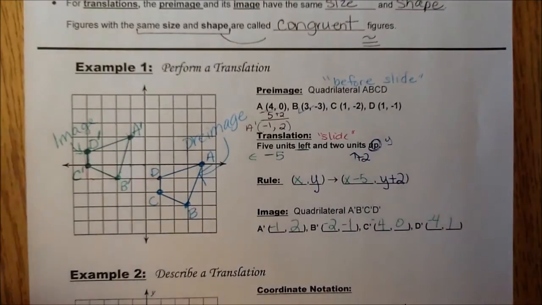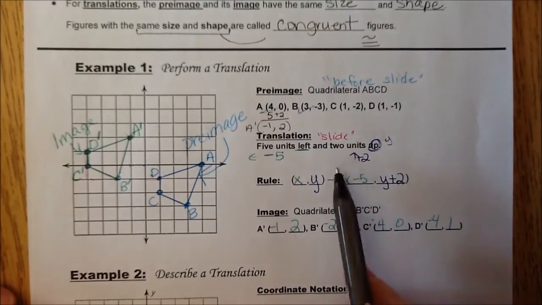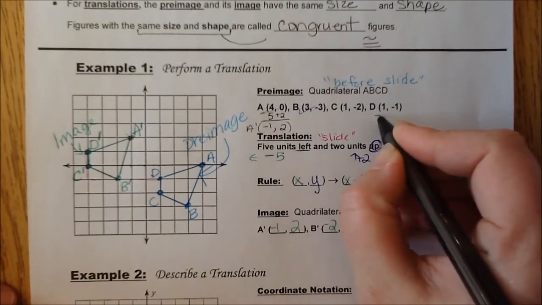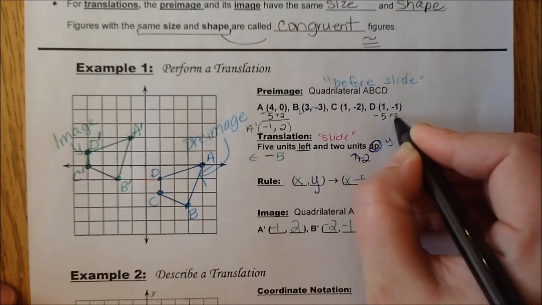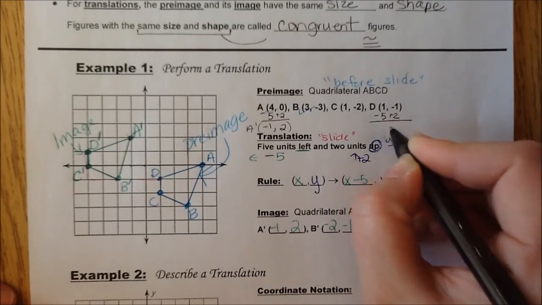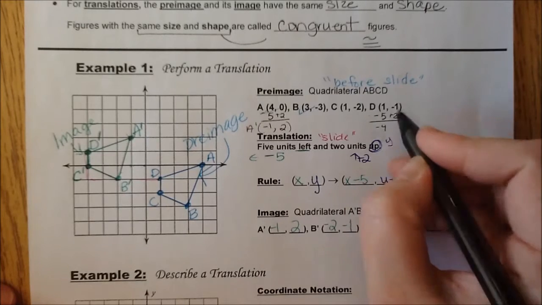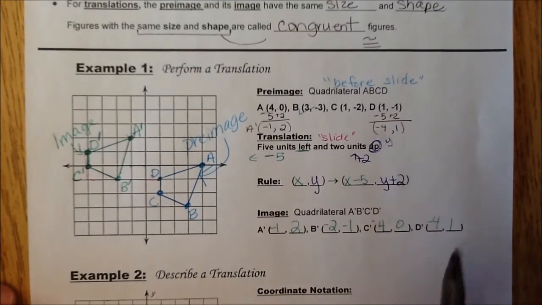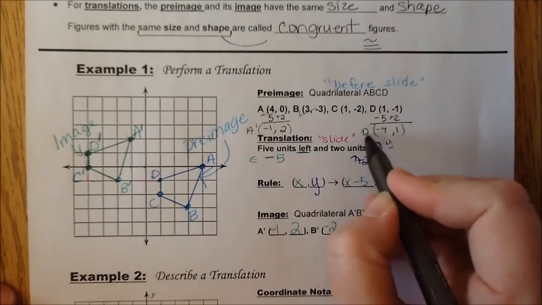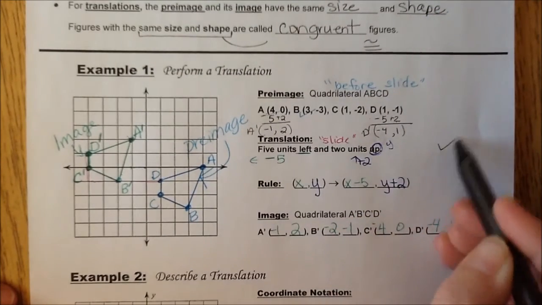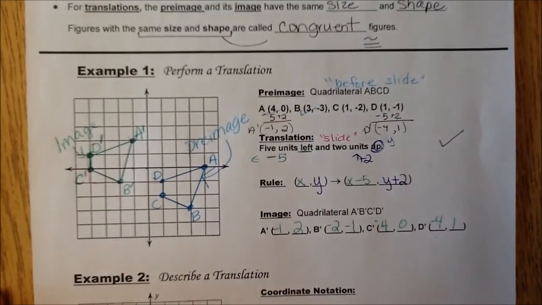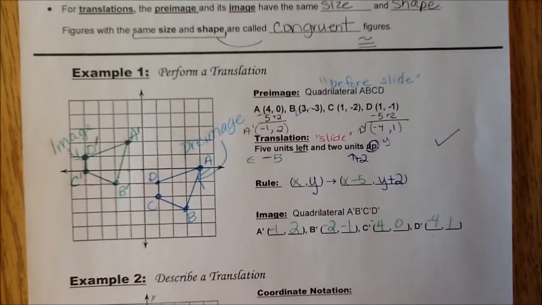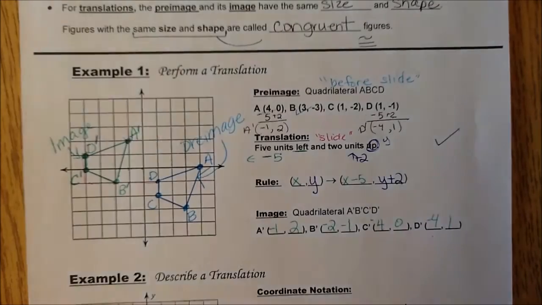Let's try D too, just for fun of it. Minus 5 to x and plus 2 to y. Well, 1 minus 5 would give me a negative 4, and negative 1 plus 2 would give me a positive 1. And that is D prime. So it checks out. I know I'm correct. Okay, let's do one more.